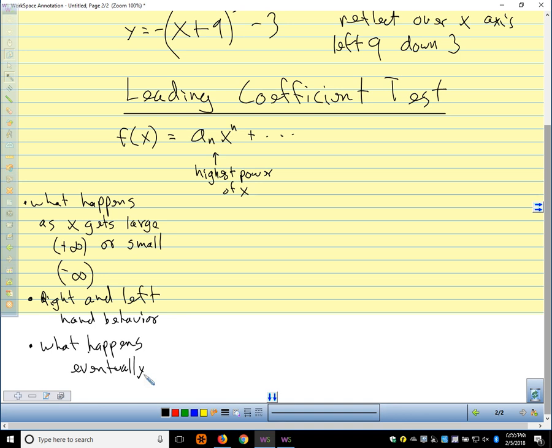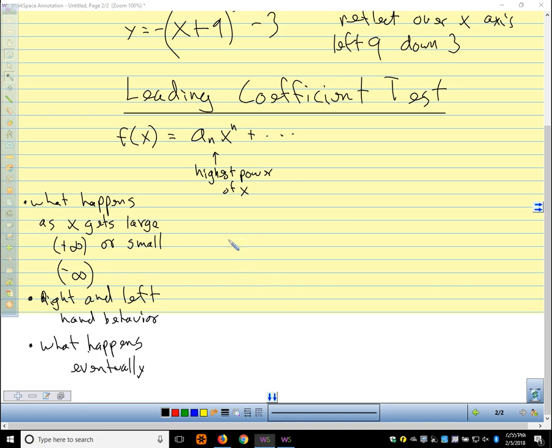Well, the leading coefficient tells us everything we need to know. So I'm going to say n is even. And the other condition is when n is odd. And we have our leading coefficient greater than 0 and a sub n less than 0. So we're making a little chart here.